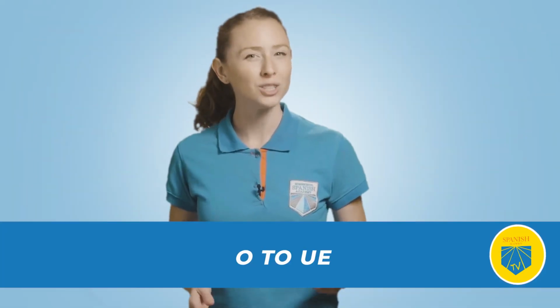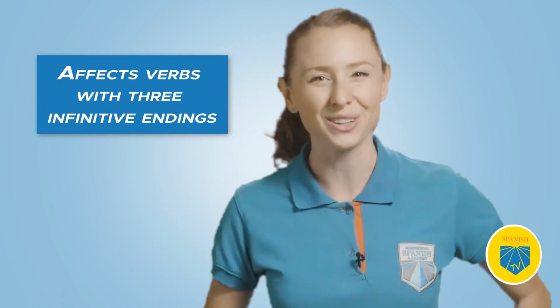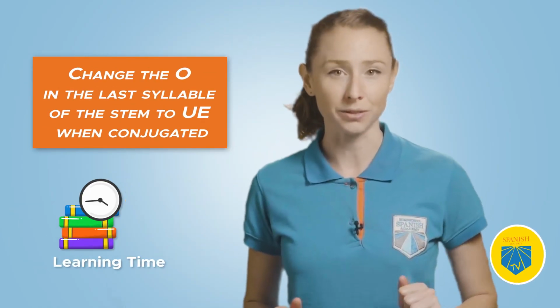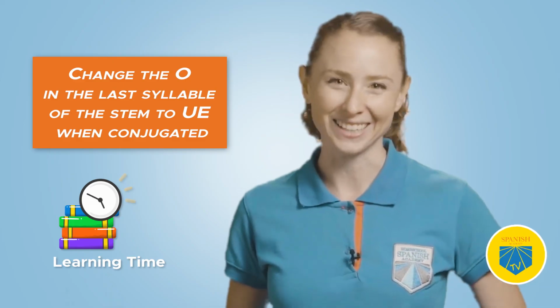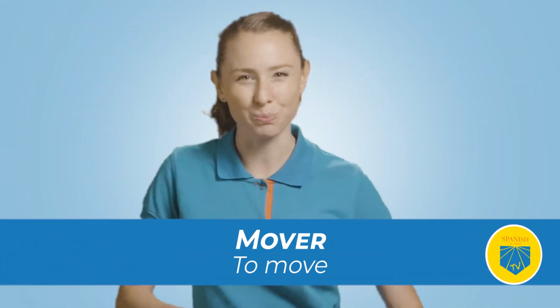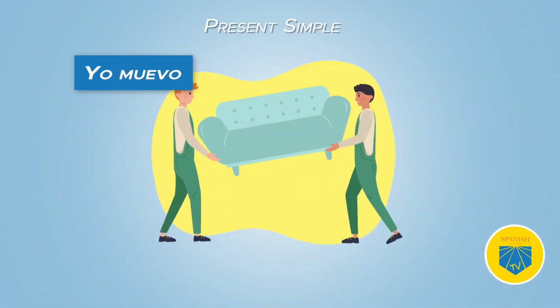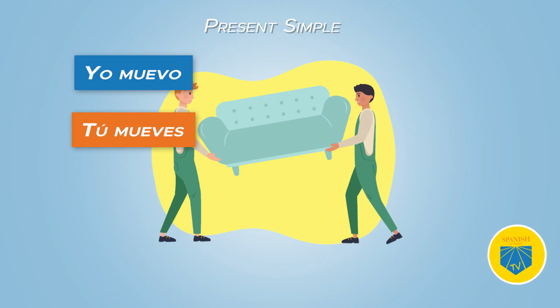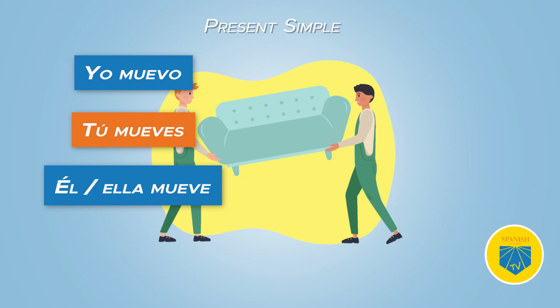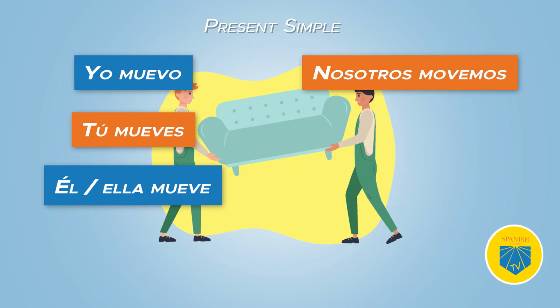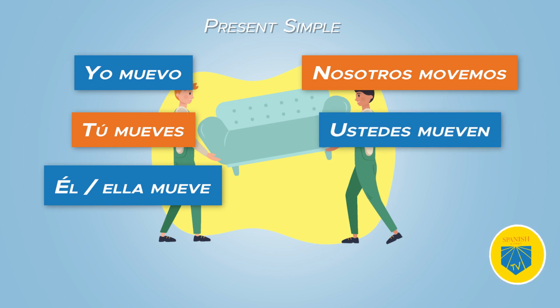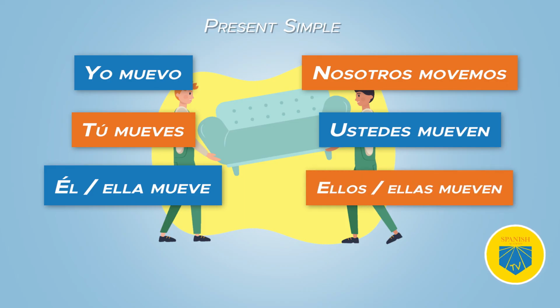The change from O to UE is also quite common and affects verbs with the 3 infinitive endings. These verbs require you to change the O in the last syllable of the stem to UE when conjugated. Let's use the verb mover, to move, as an example. Yo muevo. Tú mueves. Él, ella mueve. Nosotros movemos. Ustedes mueven. Ellos, ellas mueven.